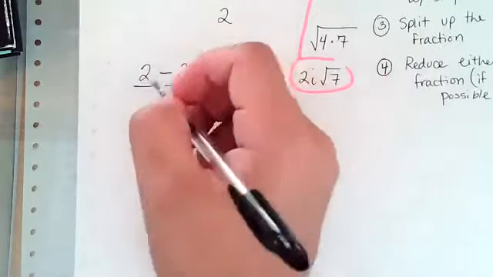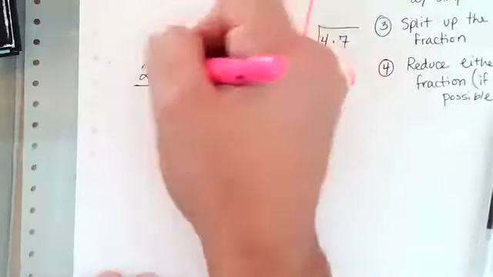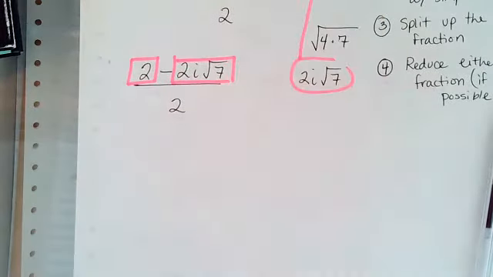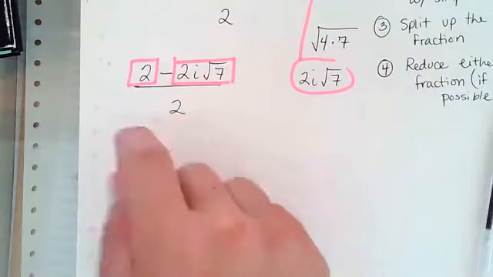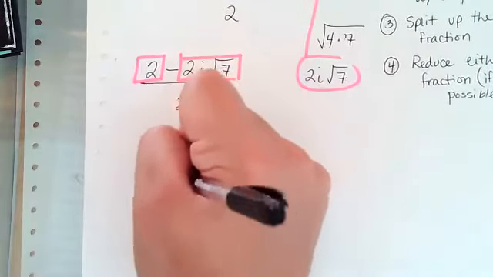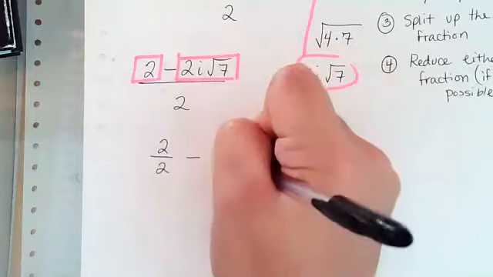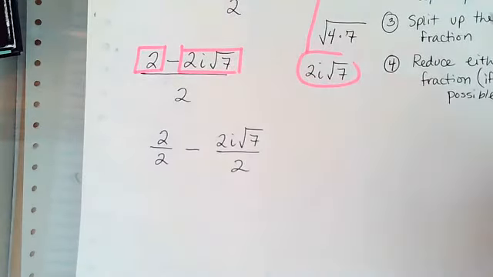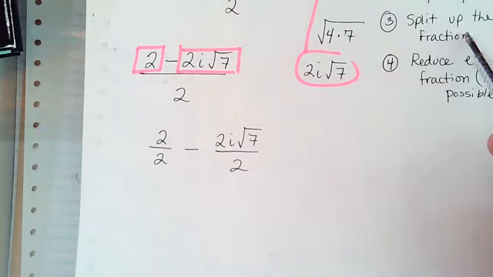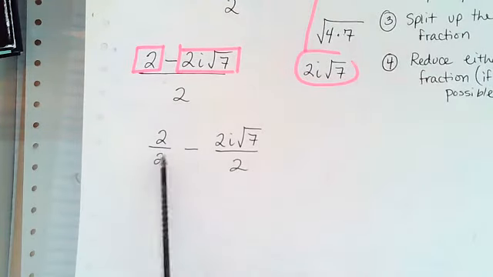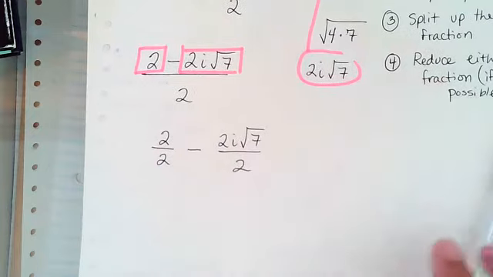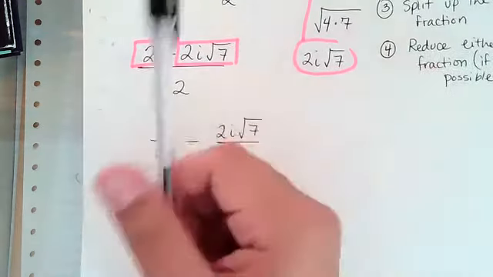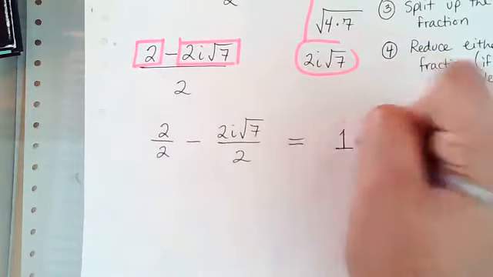Then we'll split up the fraction. So remember I said, think about the 2 terms on top as 2 minus 2i root 7. So we're going to put those both over this denominator. So 2 over 2 minus 2i root 7 over 2. So we've split up the fraction now. And now we can reduce the fractions if possible. So we have this term and this term. And 2 divided by 2 is how you want to think about the first one. And that's just going to be 1.